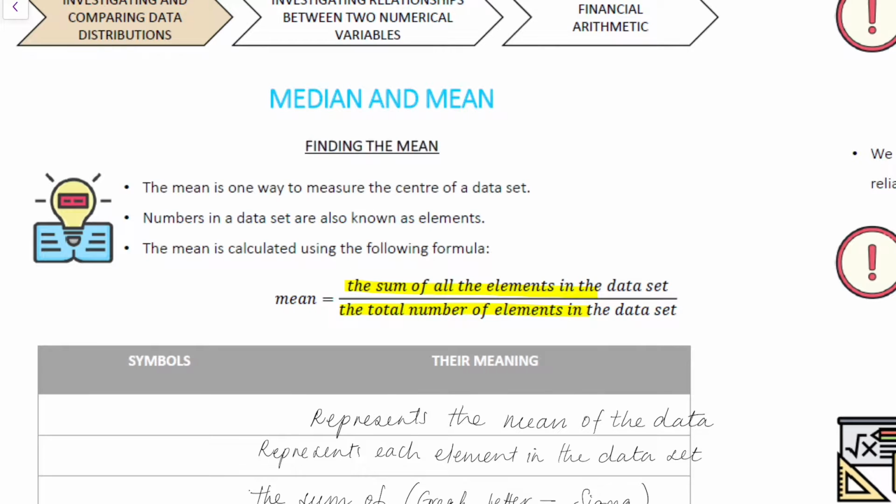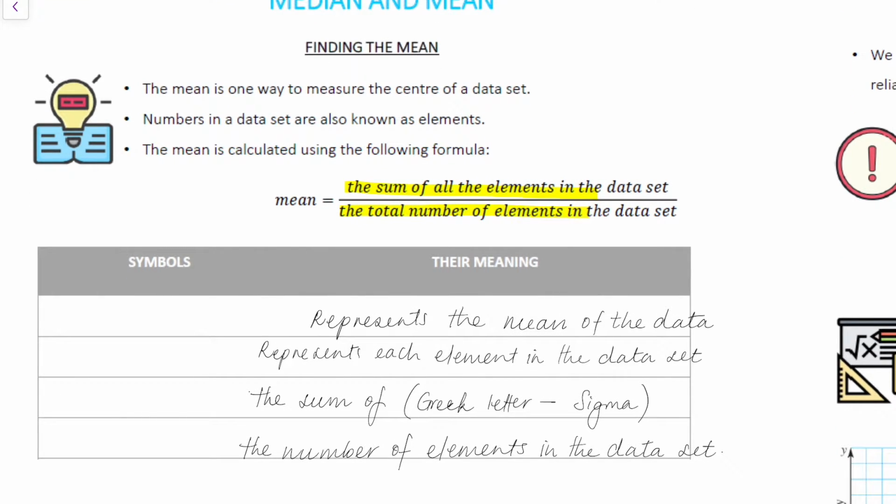But first I want to go through some of the key symbols that you will be seeing throughout this unit, just so that when you see them, you know exactly what we're looking for or what we're trying to ask you to find. The first symbol is this X with the line on top, and basically that represents the mean of the data set. If we come back to this equation up here, the mean is represented by that X with the bar on top. Then we have X, which represents each element in the data set. That's important. It represents each element.